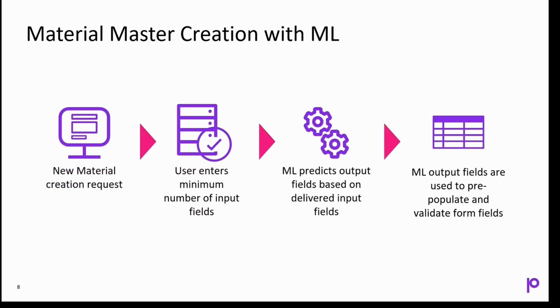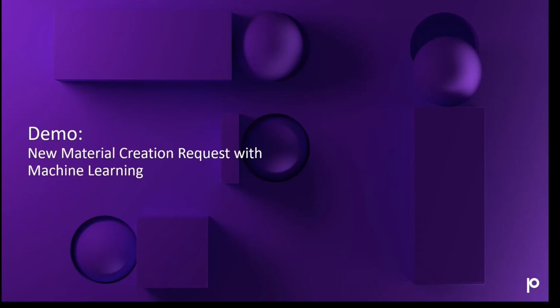On a high level, the Material Master creation process looks like this when machine learning is applied to support the process. The user opens the new material creation request form and enters the minimum number of fields that are needed by the machine learning algorithm as input fields to predict a certain output. The algorithm is then called and predicts an output based on these input fields. And our framework in Evolve applies those output fields to pre-populate and validate form fields. Let's take a look at a simplified example.